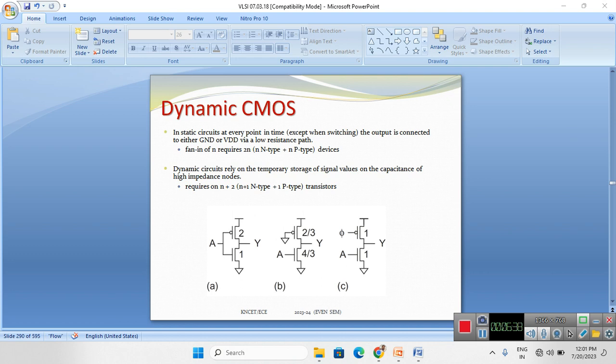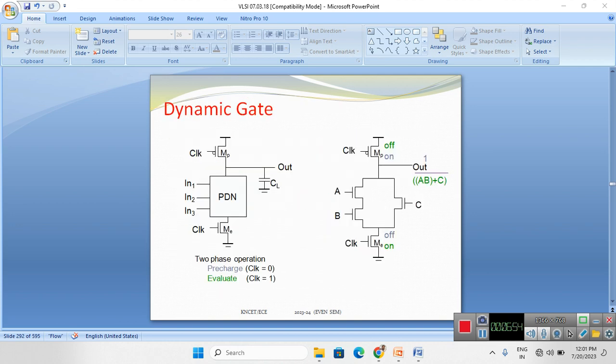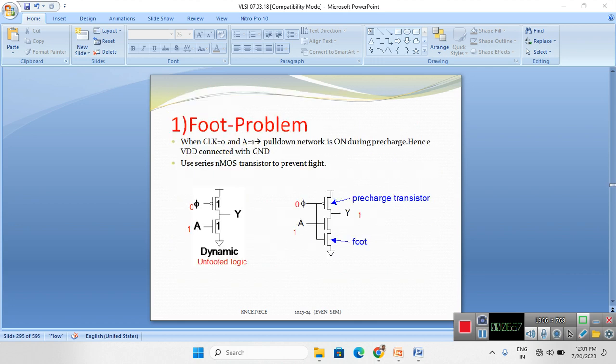To rectify this drawback, we additionally use one gate called a footed gate. The footed gate lies in series with the pull down network. By using the footed gate, we can avoid this problem. See, listen here. This is an ordinary unfooted logic diagram. And this is with the footed gate. The footed gate is added in series with the pull down network.